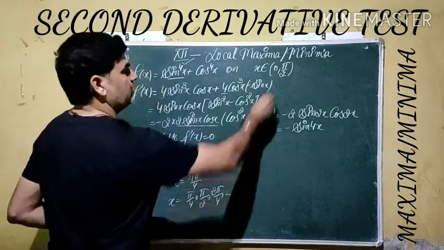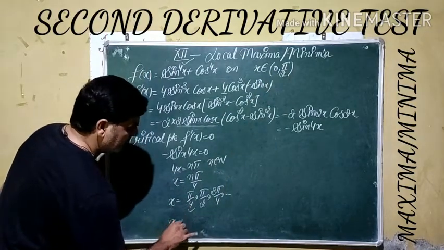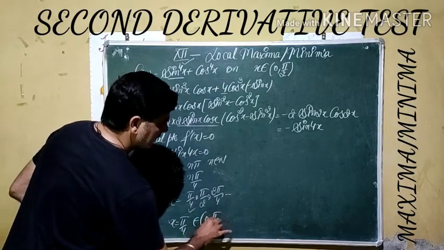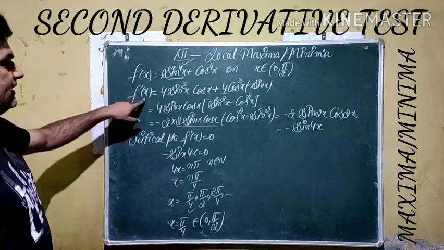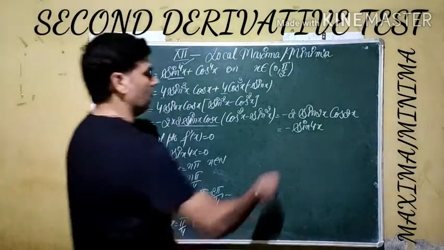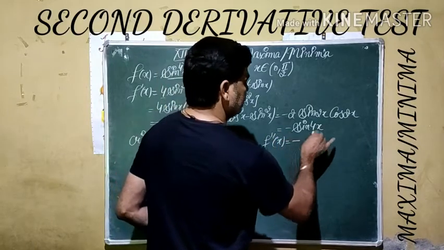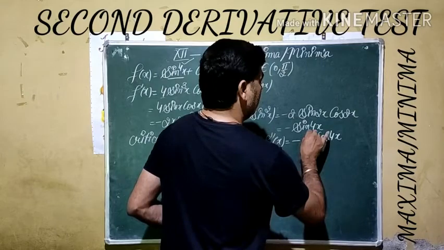If we see the restriction, it belongs to 0 to pi by 2. That is, only pi by 4 is the point which belongs to the interval. So this is selected, all other values are rejected. Now our next target is to find the second derivative. If we find the second derivative, it is given by minus, derivative of sin theta is cos theta, and the derivative of the angle becomes 4 from here.